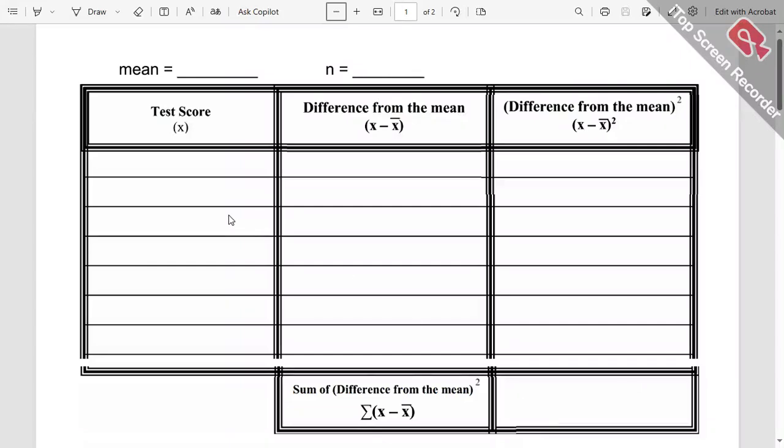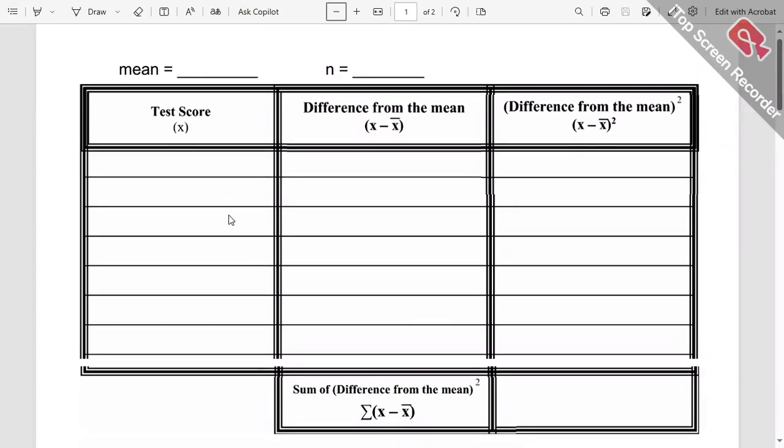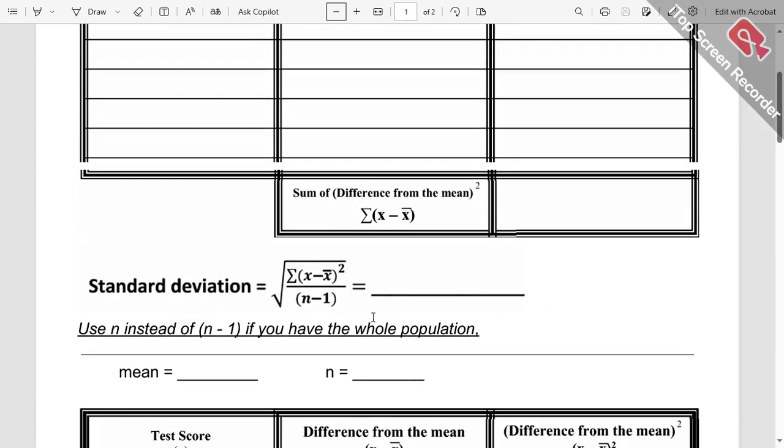Anyhow, for this particular exercise, it may help for you to construct a table similar to this one. At the top, you want to find the mean and n, which is the number of data points. Then you list the data in the left column. You take the difference from the mean in this column and then square each one of those in this column. You take the sum, and then you divide by either n minus 1 or n, and then take the square root.